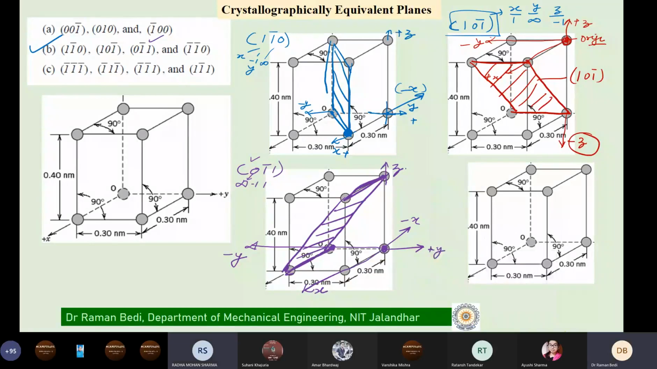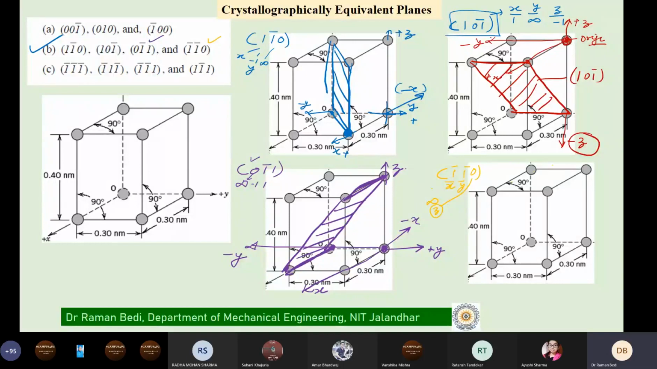Yes, sir. Okay. Then I'm left with one more, which is 1 bar 1 bar 0. So where is the 1 bar 1 bar 0? It is the easiest one out of them. Minus 1 on x, minus 1 on y, and parallel to the z axis. I'm again speaking slow. Minus 1 on x, minus 1 on y, and infinity on z, means parallel to the z axis.